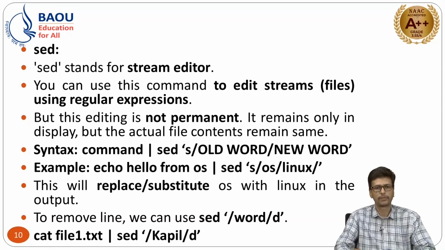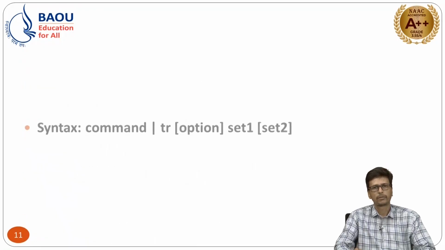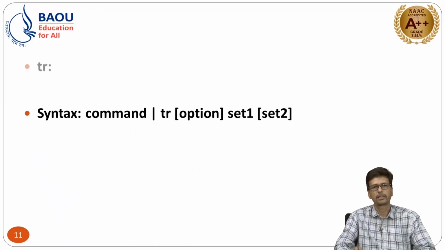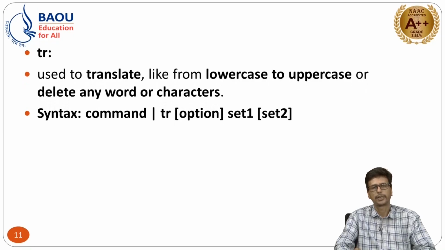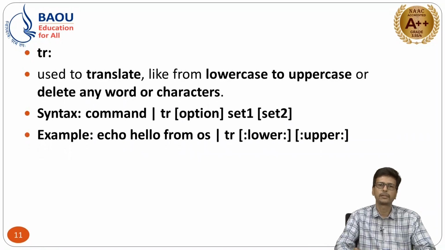Now another variation is there, this is Kapil. If you want to search for the Kapil string in a particular file and you want to remove all the rows which contain that Kapil word, you can apply this command. Then after that, the tr command, that is for translate. If you want to translate your content, say from small letters to capital letters or capital letters to small letters, in that case you require this filter, the tr filter.